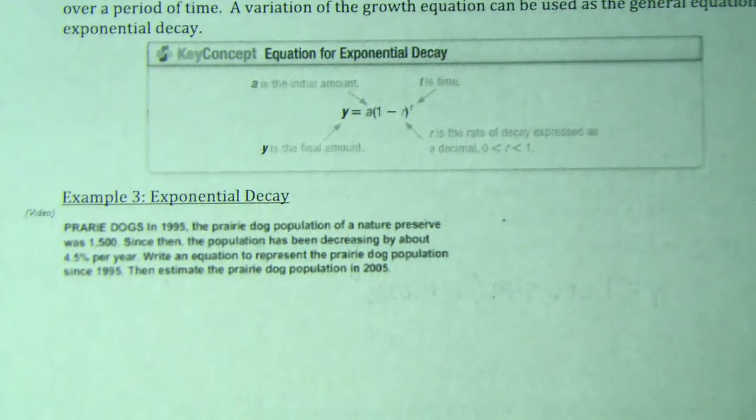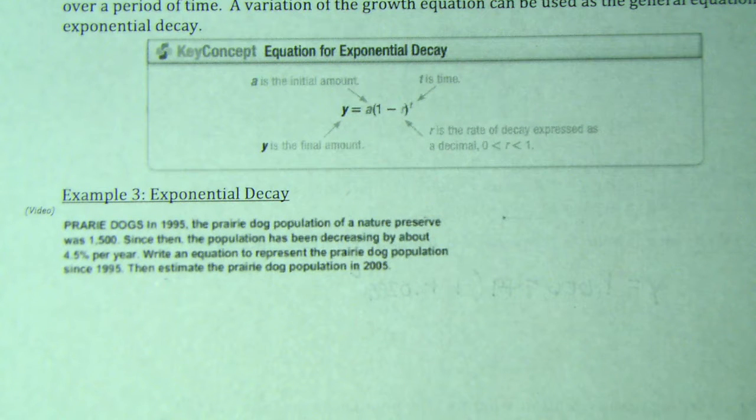Here we go, prairie dogs. In 1995, the prairie dog population of a nature preserve was 1,500. Since then, the population has been decreasing by about 4.5% each year. Write an equation to represent the prairie dog population since 1995. Then estimate the prairie dog population in 2005.